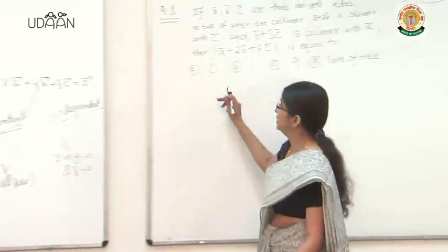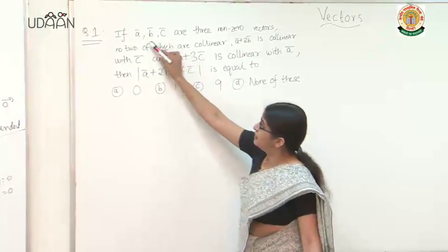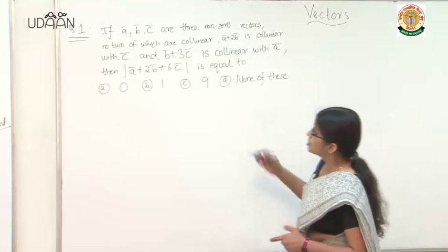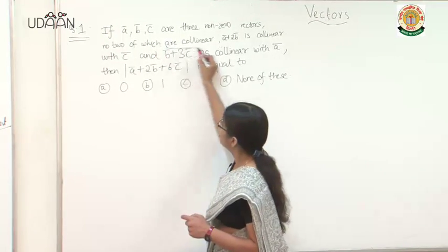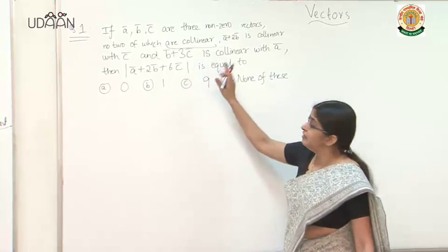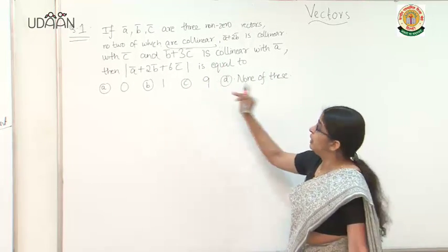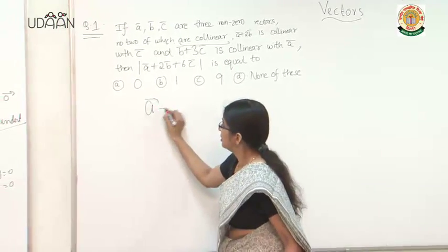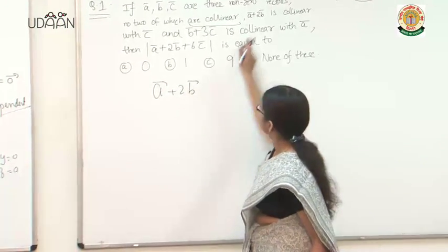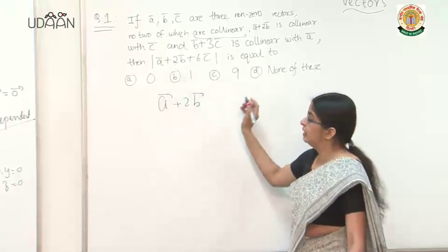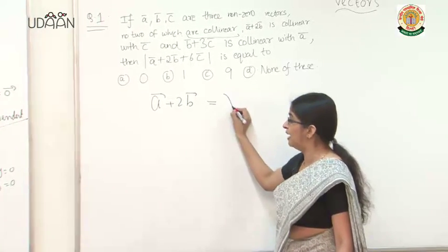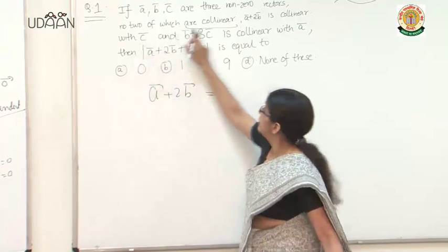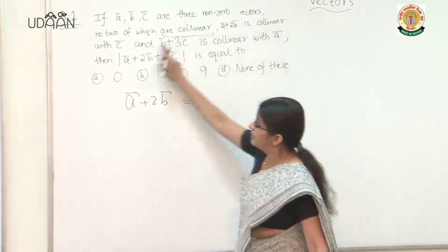Read the first question, it's written on the board. You are given three vectors A, B, C. They are non-zero vectors and no two of which are collinear. What do you mean by that? Vectors A, B, C are non-collinear vectors. Again it is given vector A plus 2B is collinear with vector C. Two vectors are collinear if one can be expressed as a scalar multiple of the other. A plus 2B is collinear with vector C.